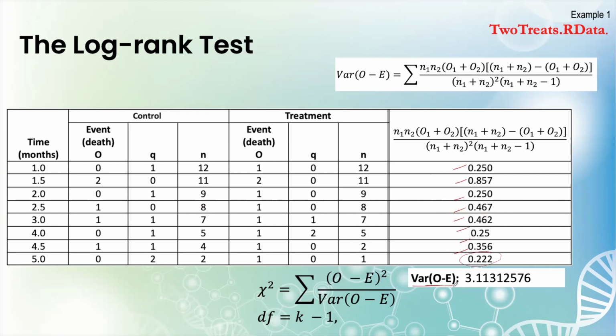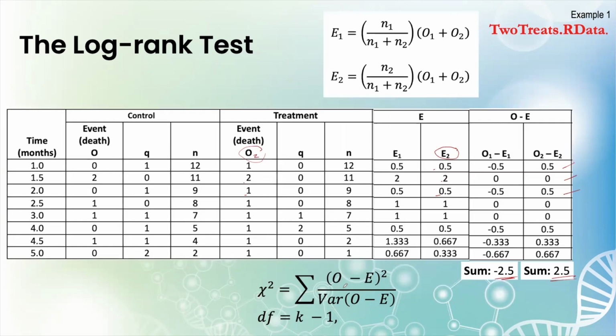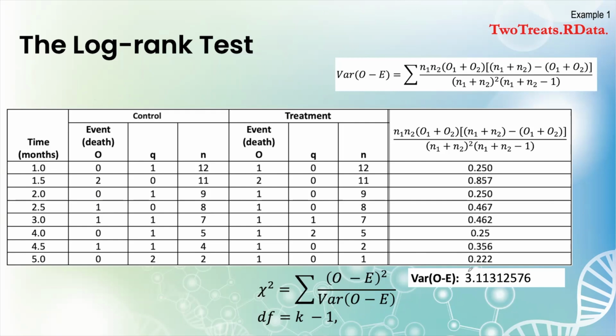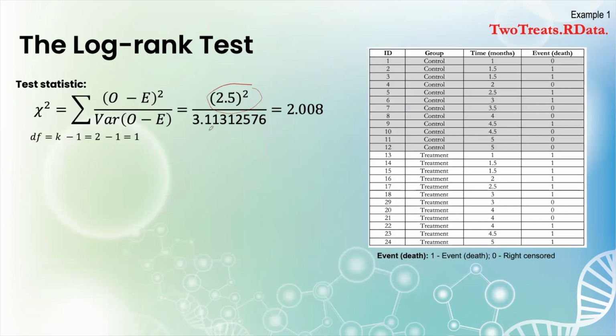That will be the variance of O minus E, which is the one here. Now, further, a while ago we had 2.5, and one is positive, one is negative, and I told you that it doesn't matter because on the next one, O minus E here, which is 2.5 or negative 2.5, will just be squared. And then the variance, which is 3.113, will be the denominator. And calculating that, we have 2.008 as the value of the chi-square test statistic.